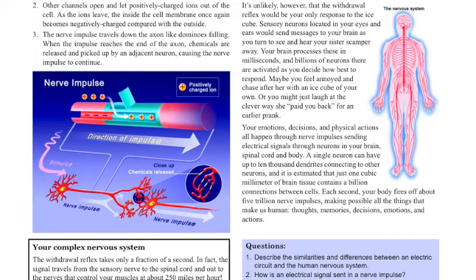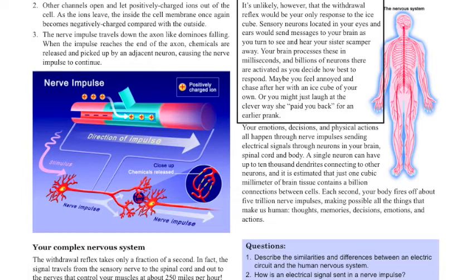Your complex nervous system. The withdrawal reflex takes only a fraction of a second. In fact, the signal travels from the sensory nerve to the spinal cord and out to the nerves that control your muscles at about 250 miles per hour. It is unlikely, however, that the withdrawal reflex would be your only response to the ice cube. Sensory neurons located in your eyes and ears would send messages to your brain as you turn to see and hear your sister scamper away.